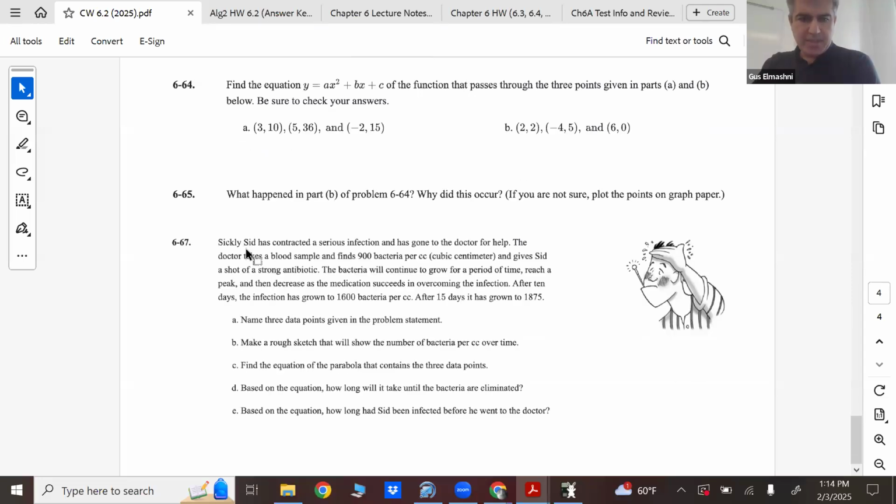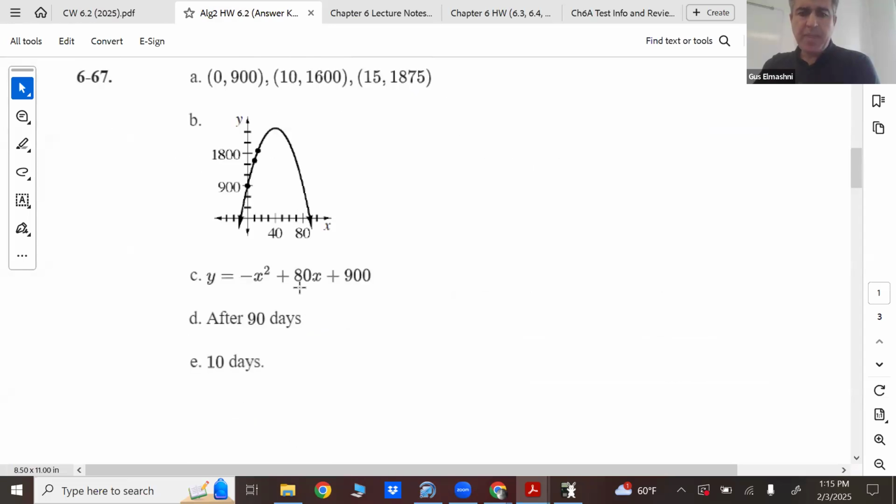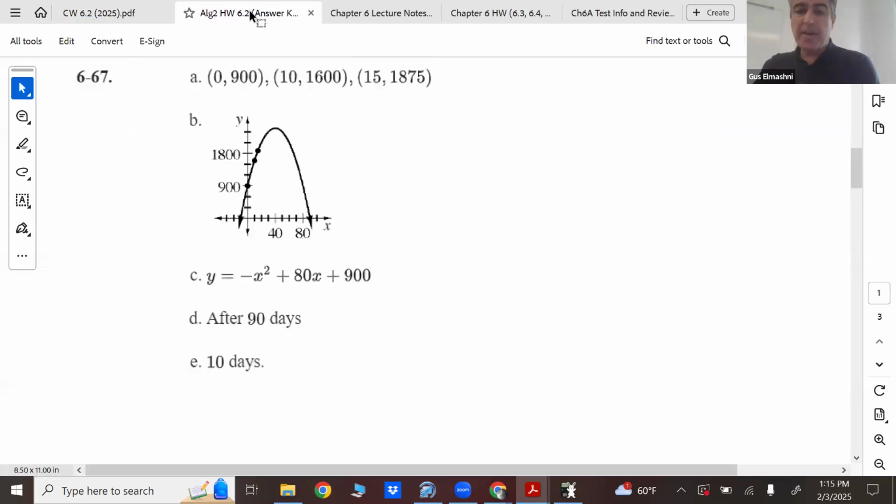And for 667, we have a word problem. Those are the points you could use. That's a graph of it. That's the equation. And then for part D, when will the bacteria be eliminated? Set A equal to 0. Solve for x. You should get 90. I think it's x minus 90 and x plus 10, I think.